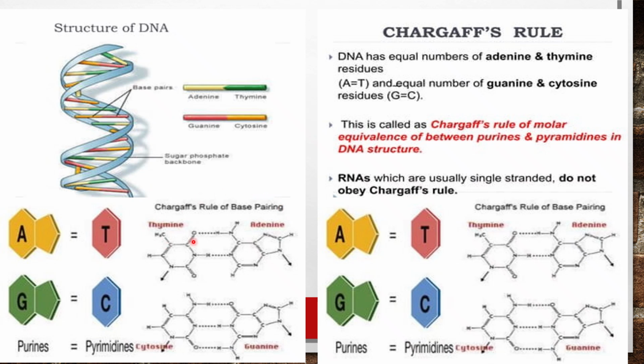According to him, the DNA has equal numbers of adenine and thymine residues, because as many adenine as there are, that many thymine there will be, because adenine is joined with thymine only. And similarly, the guanine and cytosine residues are equal. Why are they equal? Because they are only facing each other and bonded through hydrogen bonding. So this is the Chargaff rule, known as the Chargaff rule of molar equivalence of purines and pyrimidines in DNA structure.